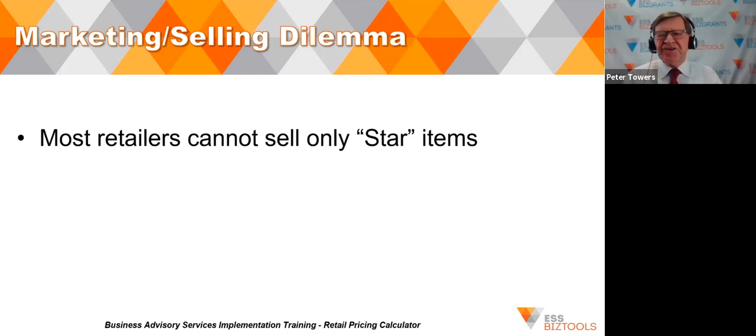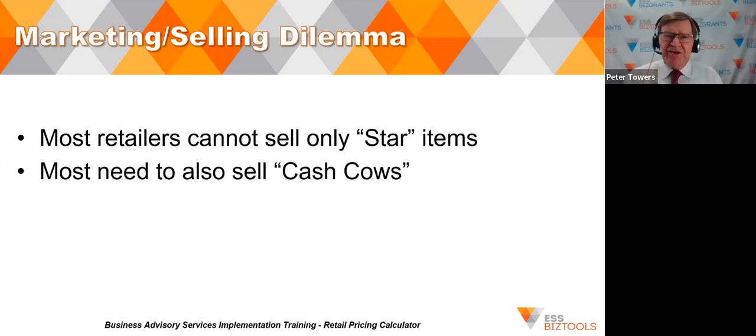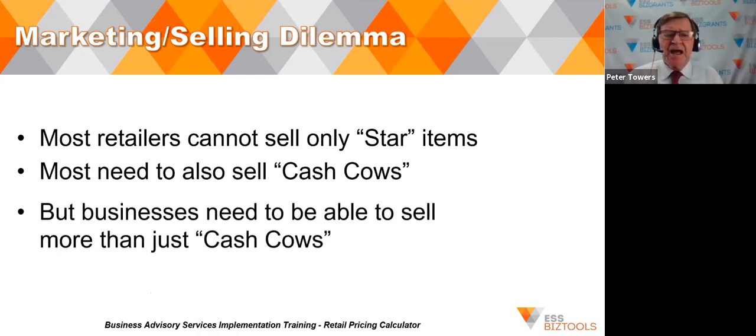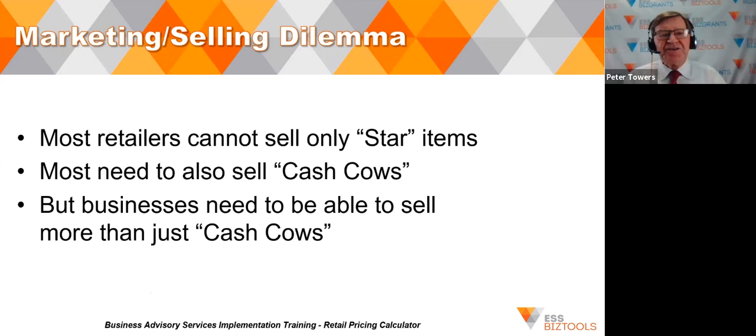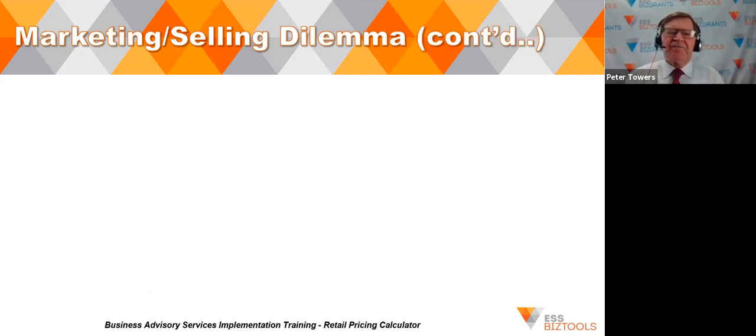Most retailers can not only sell their star items, most need to also sell cash cows. And most businesses need to be able to sell just more than the cash cows. You can't run a business selling just cash cows. In most cases, that won't give you enough money unless you sell a real lot of it to cover your overhead expenses and to make a profit.